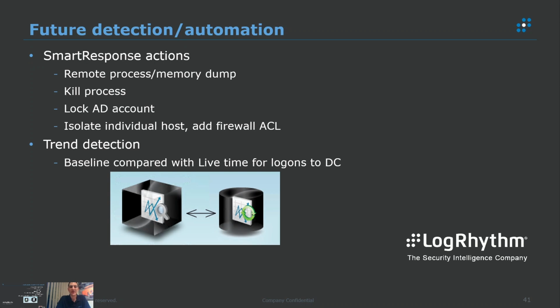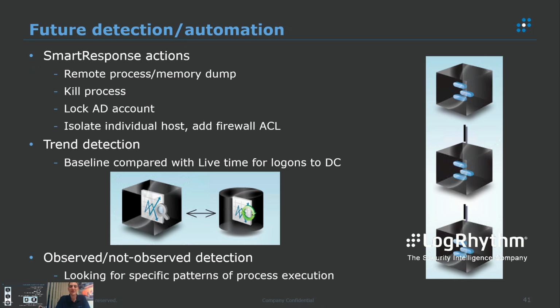Also, you can look at trend detection. So the more you understand about, for example, authentications within your organization, you can then start setting up trends or baselines, comparing a moving average, say a one or two week average of logons to that particular domain controller, or even a group of domain controllers. And also looking for patterns of behavior, so certain events that were observed, or maybe not observed, within an expected time frame.